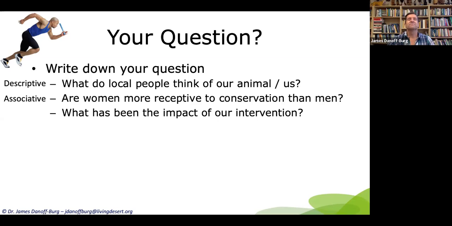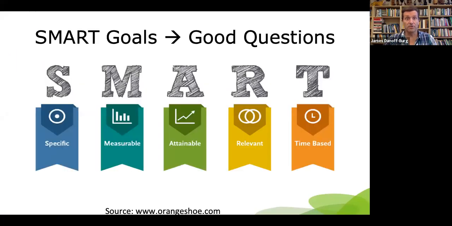This is great. And lastly, this is an easy one because it's the only other third one that we have. What is the third one? What has been the impact of our intervention? What kind of question is this? Causal. So how does your question fit into those three general categories? Most questions will fit into those three categories. Think about that. Note that down.